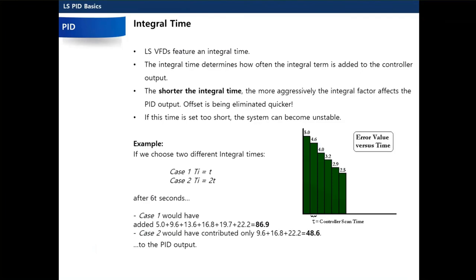So if we choose different integral times, as we're showing you an example on here, we have case 1, where we're just setting a time of 1, and then case 2, where we're kind of doubling the time. So after 6 seconds, or whatever your time is set to in your programming, case 1 would have added 86.9 seconds, let's say, if we put units on it. And case 2 would have only added a little bit more than half of that, so 48.6 seconds. You can see how a fine adjustment like that is going to change how long it takes you to correct that offset.